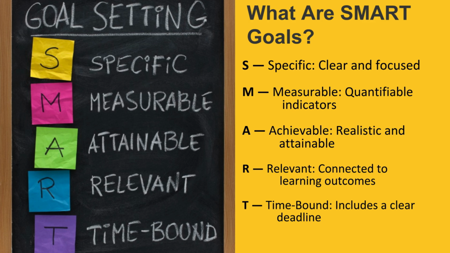Okay, so what are SMART goals? It's an acronym meaning specific, measurable, attainable, relevant, and time bound, right? So your goal should be specific, clear, and focused. It shouldn't be arbitrary. It shouldn't be ambiguous. It should be clear and focused. It should be measurable, whether it's some type of quantifiable indicator, a percentage, a target number, what have you. It should be something that when the objective has been completed is easily assessed as to whether you met the objective or not.